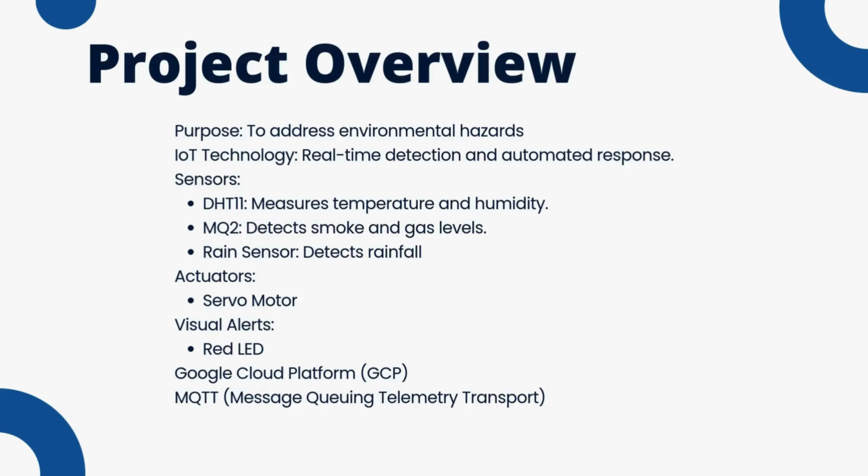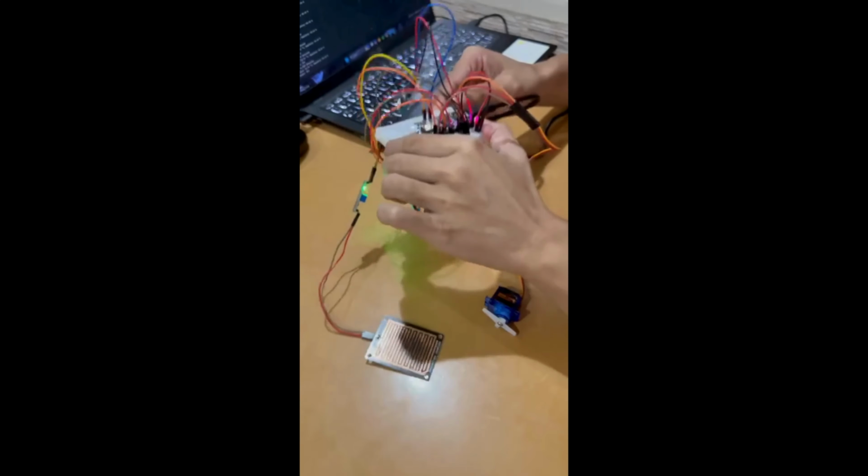So the project overview is that the purpose of this project is to address environmental hazards. IoT technology is applied for real-time detection and also automated response. The three main sensors are DHT11, MQ2, and rain sensors. The servo motor will act as our actuator to close or open windows. LED will be used for visual alerts, and Google Cloud Platform and also MQTT will be used in our project as well.